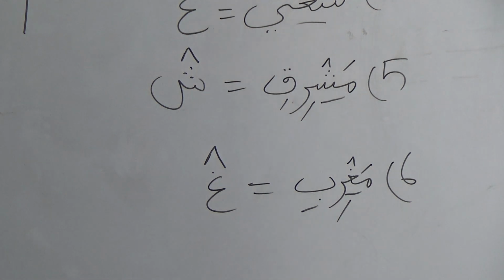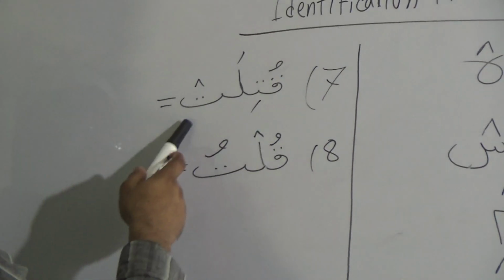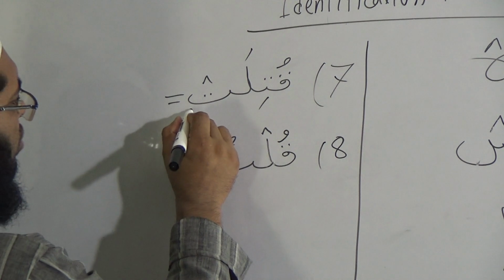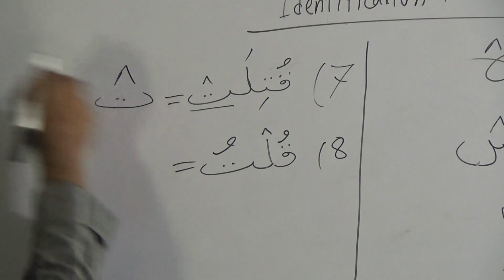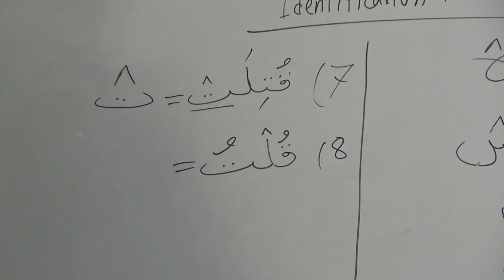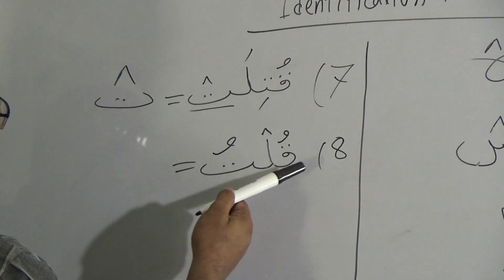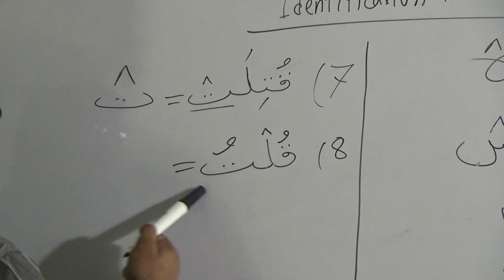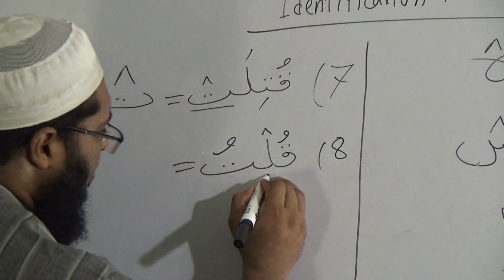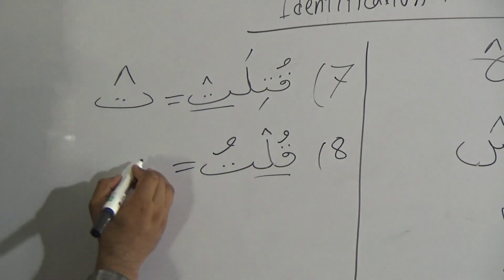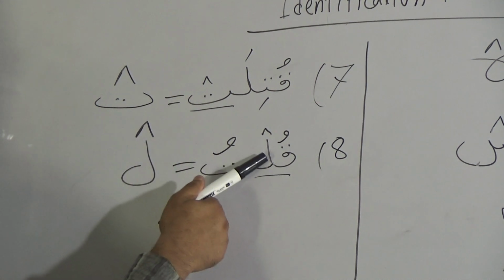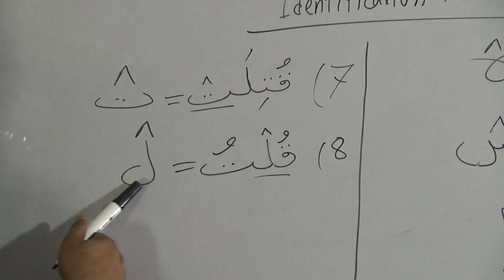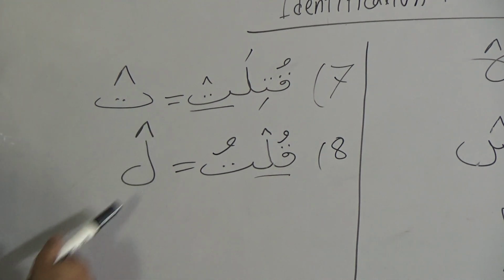Now my dear students, our 7 number Arabic word is Qutilat. Here Ta has taken Jajam. Now I am writing Ta and Jajam. Now our 8 number Arabic word is ultu. You see here Lam has taken Jajam. So I am writing here Lam and Jajam. Here Lam has taken Jajam, so I am writing here Lam and Jajam.